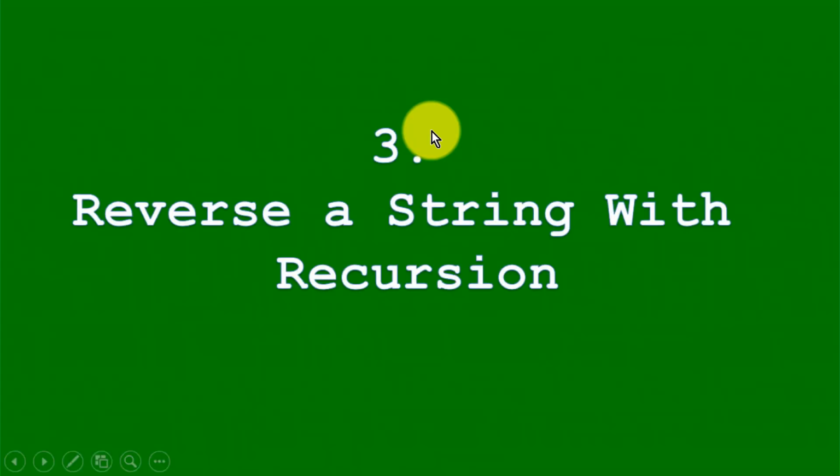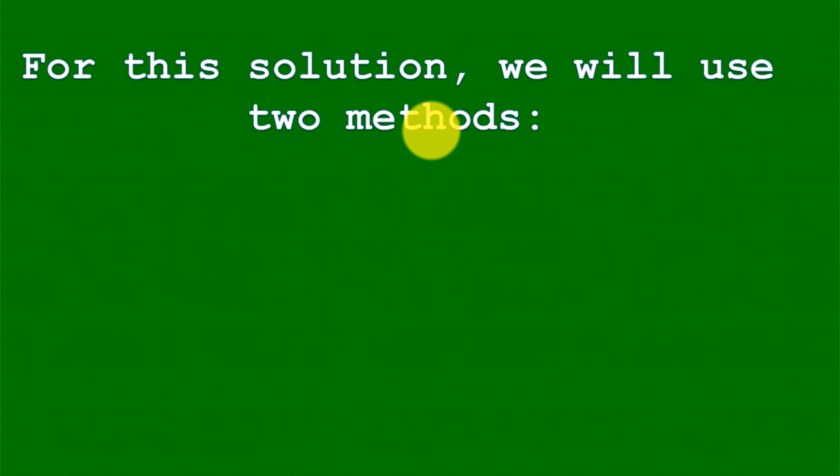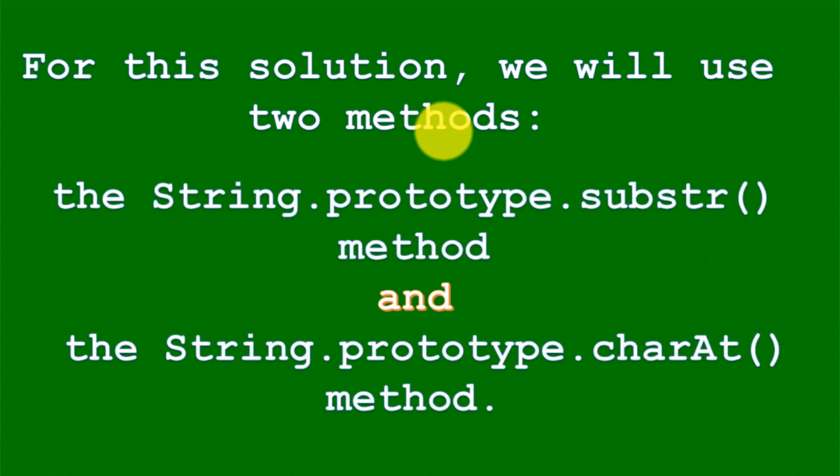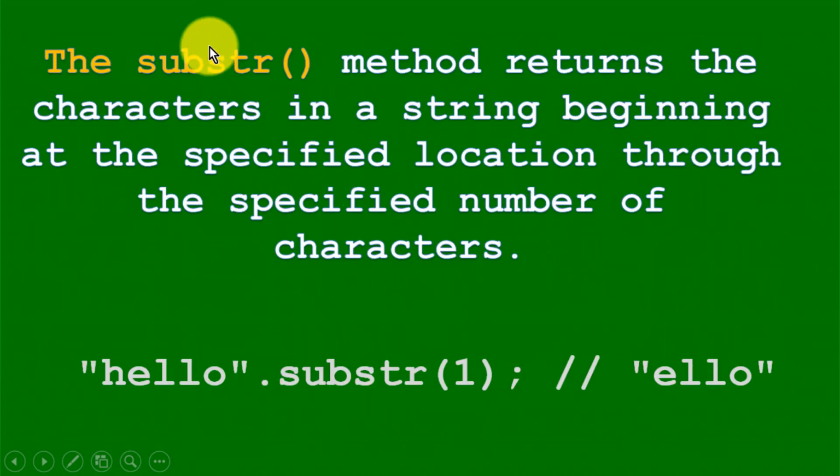The third method is to reverse a string with the recursion method. For this solution, we will use two methods. The first will be the substring method and the second charAt. Here we specify the index, and here is the index. The substring method returns the characters in a string beginning at the specified location for the specified number of characters.